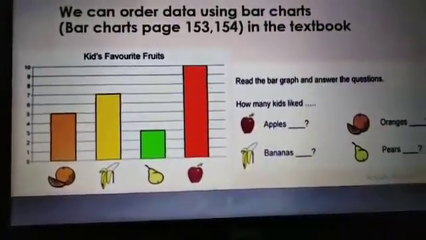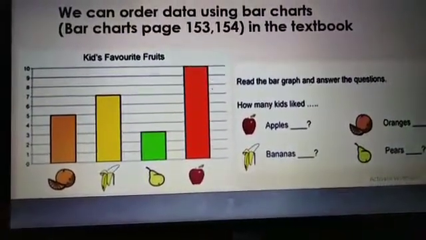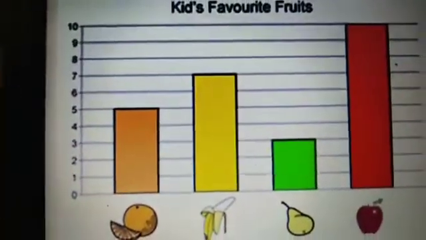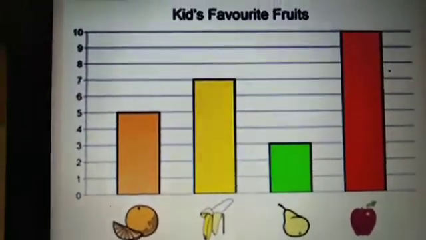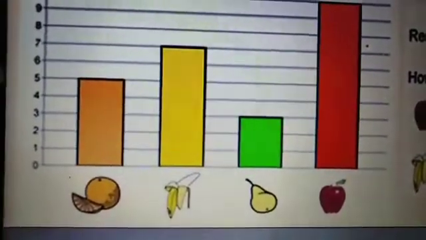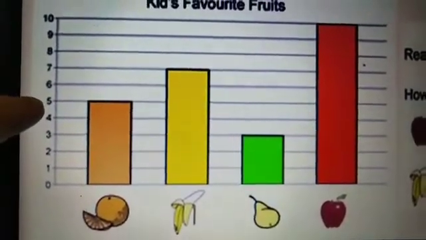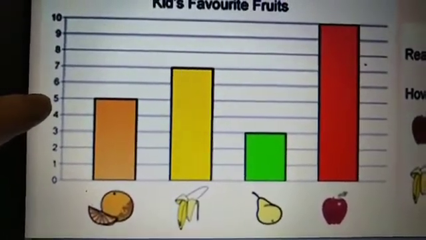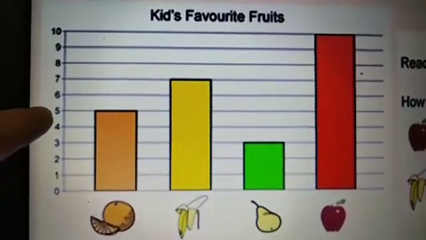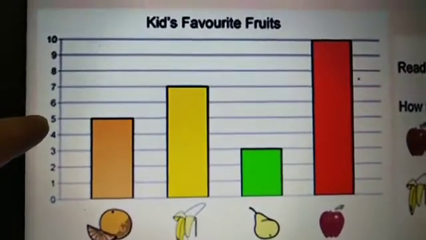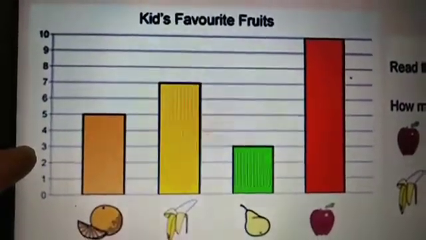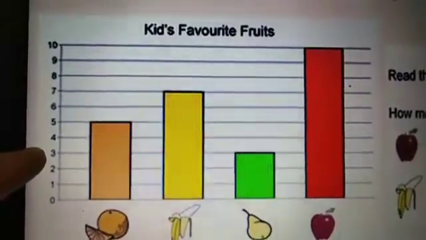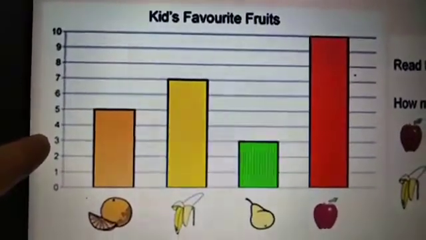Question number 3. How many kids like the orange? Again, you have to go back to the bar chart and read how many kids like the orange as their favorite fruit. As you can see, there are 5 kids who like the orange. The last question, how many kids like the pears? The pear is the fruit that has the green bar. So there are 3 kids who like the pears as their favorite fruit.